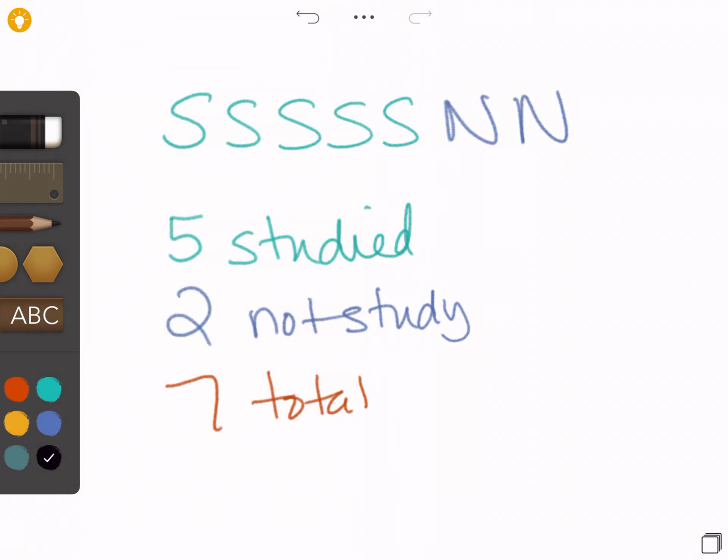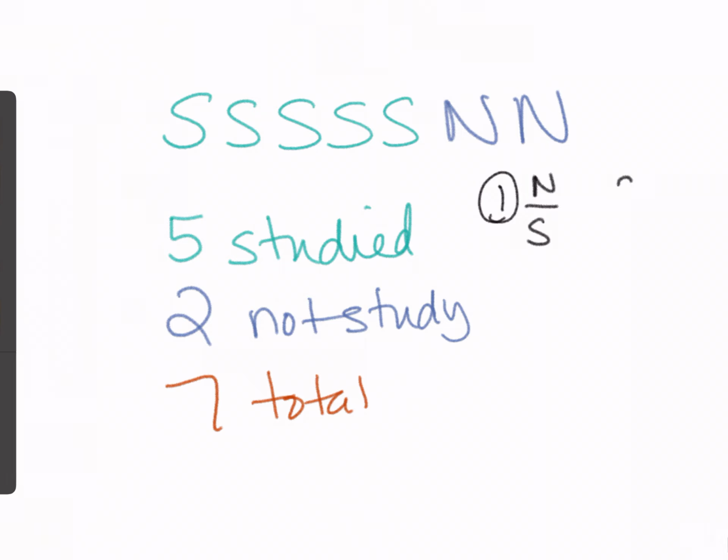And so the first question for number 1, it says there are blank times as many students that did not study as did study. So I'm taking the not studies over the studieds. And so the not studies would be 2 and the studied would be 5.